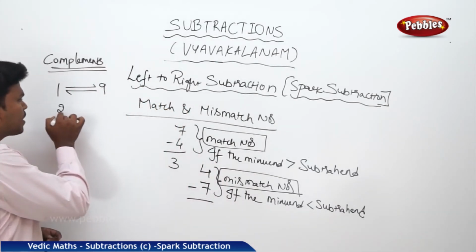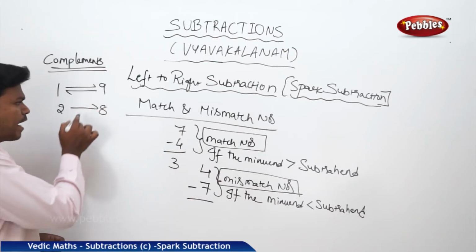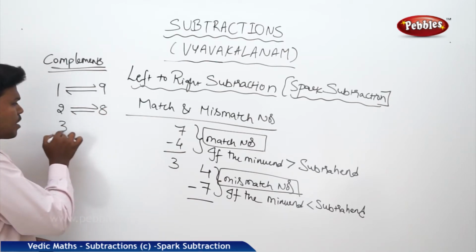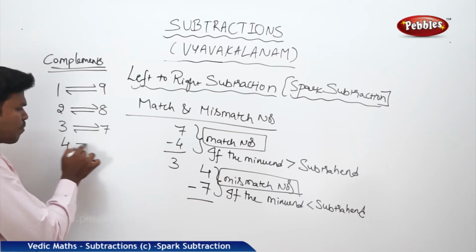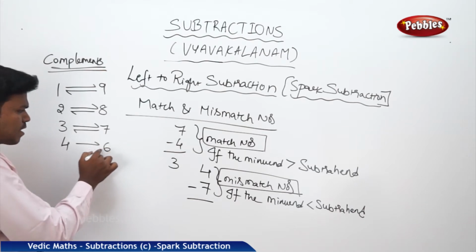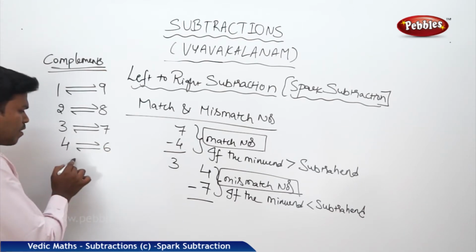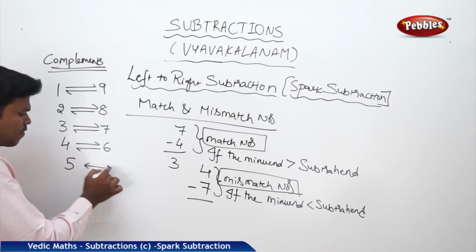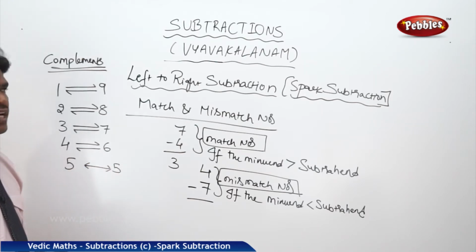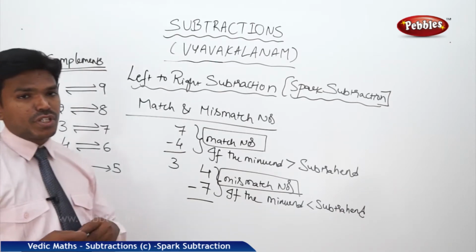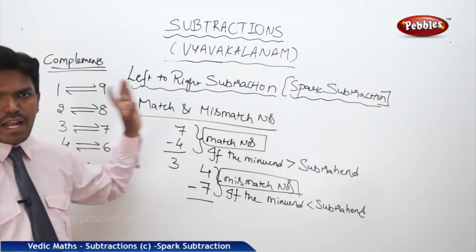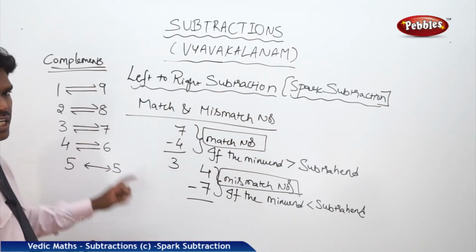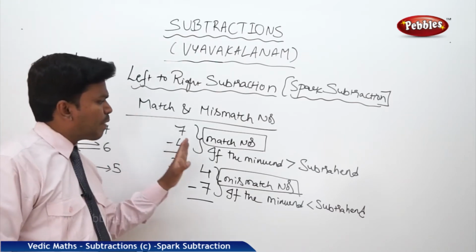Similarly, 2's complement is 8, 8's complement is 2, 3's complement is 7, 7's complement is 3, 4's complement is 6, 6's complement is 4, and 5's complement is 5. So these are the complements. In this type of subtraction, we are going to mainly use these two concepts: first, match and mismatch numbers, and second, complements.